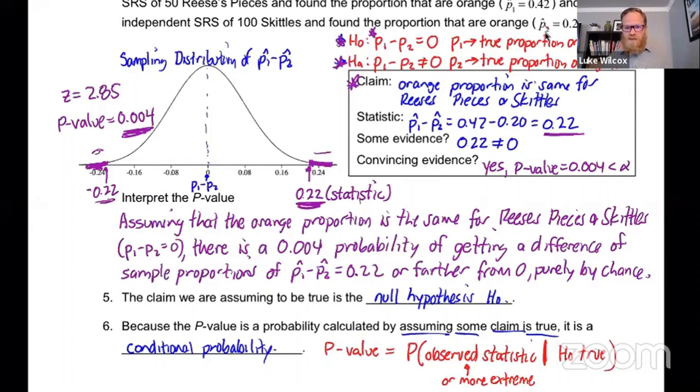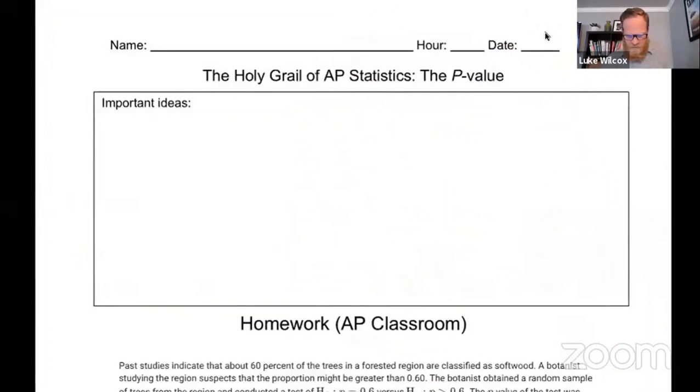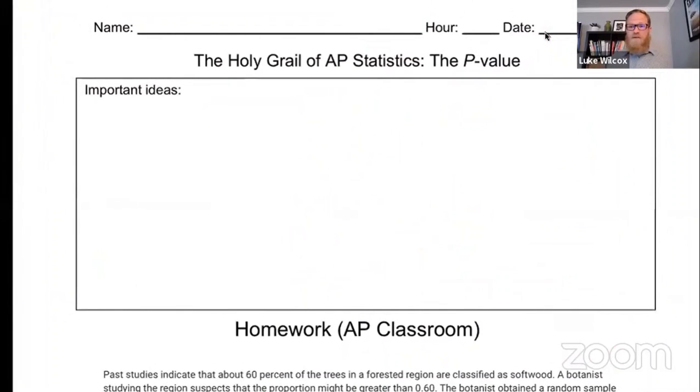So let's see if we can summarize some big ideas about the holy grail of AP statistics here, the p-value. And I'm going to go back to the 2 learning targets that we started with. The first of which was to be able to actually calculate a p-value.